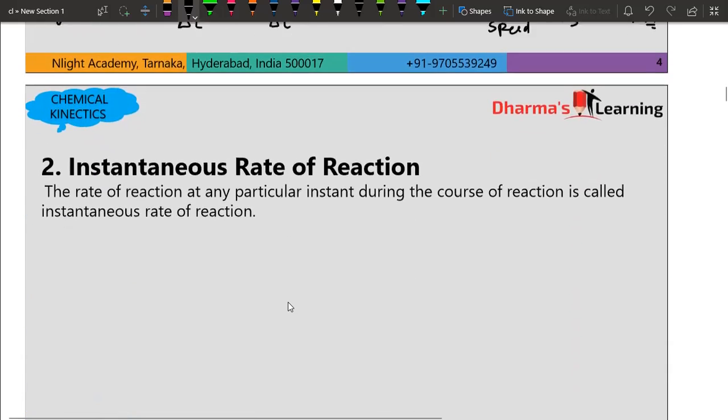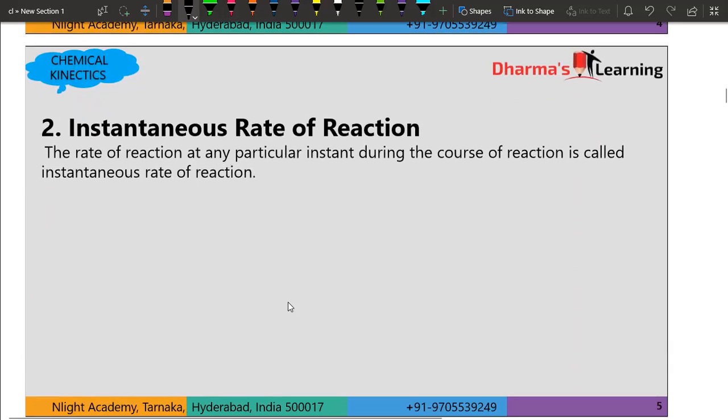Second is instantaneous rate. Now, instant is something related to a particular instant. As I discussed, I have traveled a distance of 10 kilometers in 5 minutes. Now it is not like I'm traveling at 2 kilometers per minute every time. At the initial point there may be some traffic, so I may have decreased my speed, or when the traffic was less, I may have increased the speed.